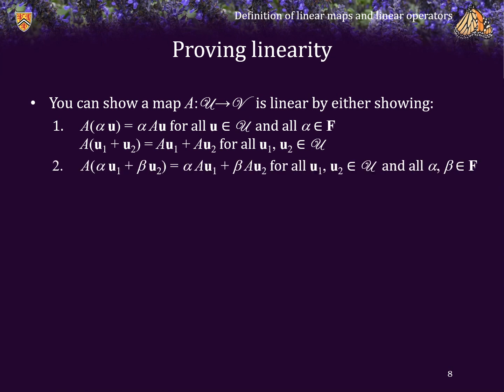Alternatively, you can just show that A applied to this linear combination of u1 and u2 is equal to that same linear combination of A applied to each of u1 and u2, and you'd have to show that this is true for all u1 and u2 in the vector space U and for all alpha and beta in the field.